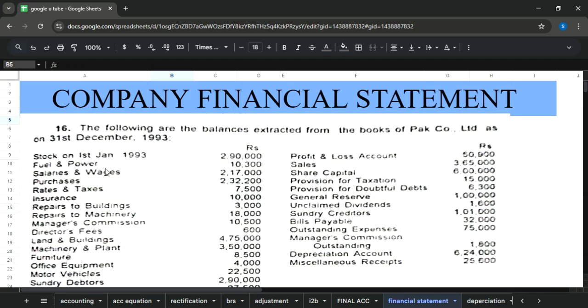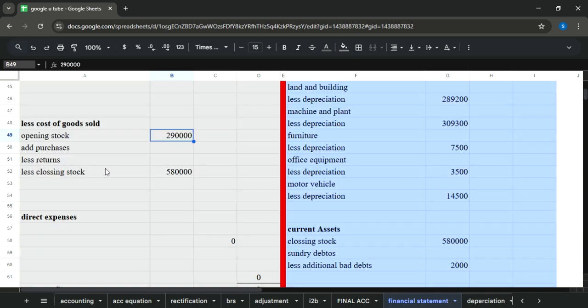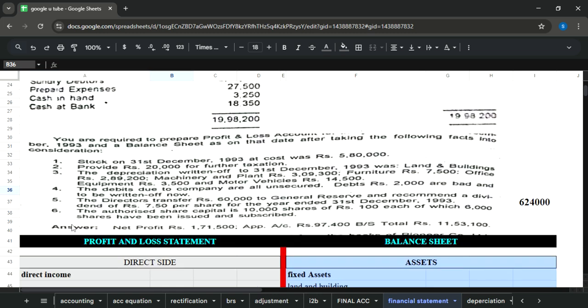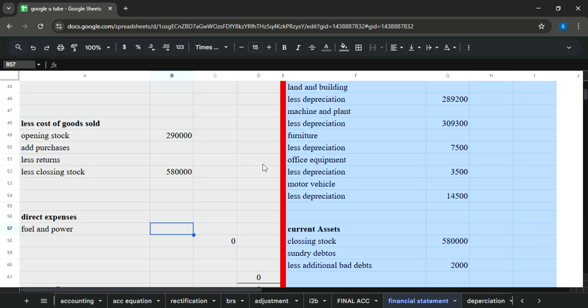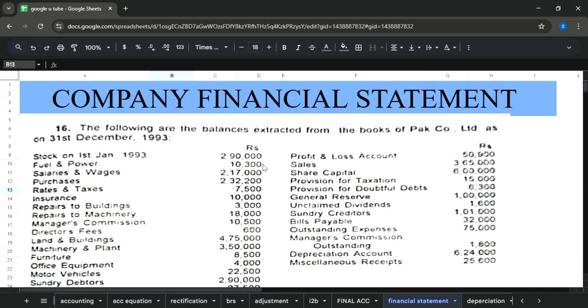After stock we have fuel. This is your direct expense. Come over here. Fuel and power. Amount of fuel is 10,300. We will not be bothering about the second effect because the trial balance would have only a single effect.